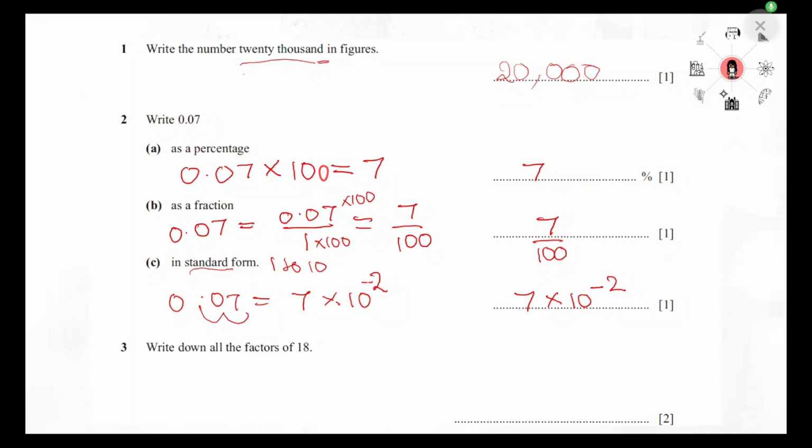The question asks us to list the factors of 18. There is 1, then 2 as 2 times 9 is 18. There is 3 as 3 times 6 is 18. But there is no 4 or 5. And then there's 6, 9 and finally 18. You can write them down in this box here.